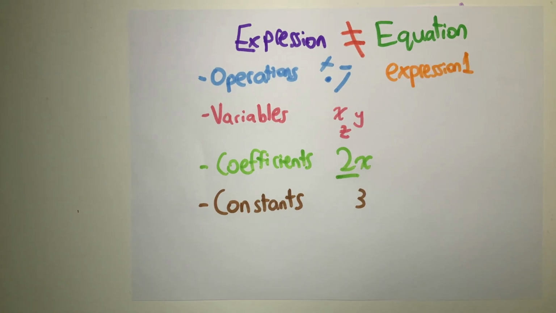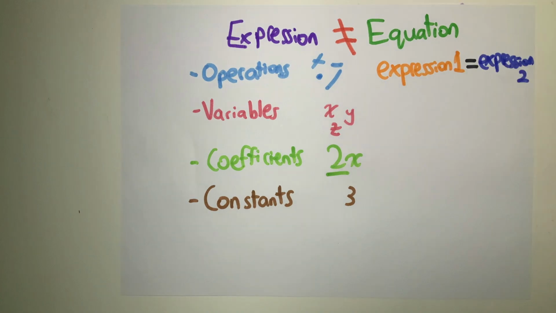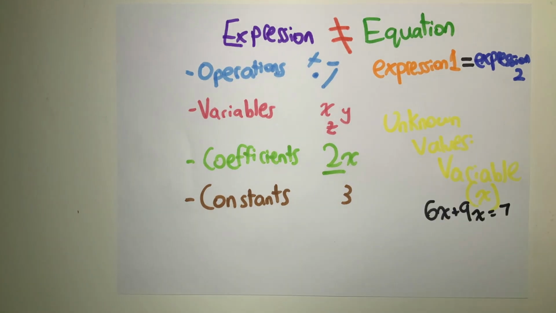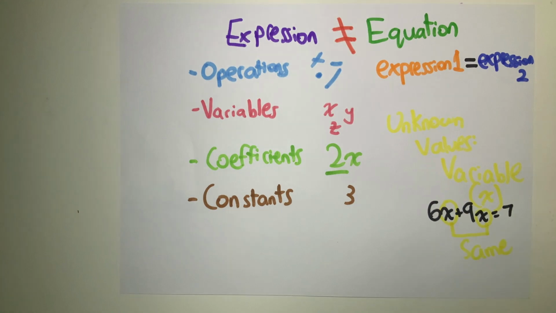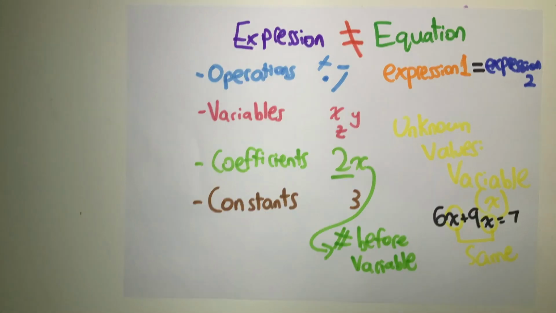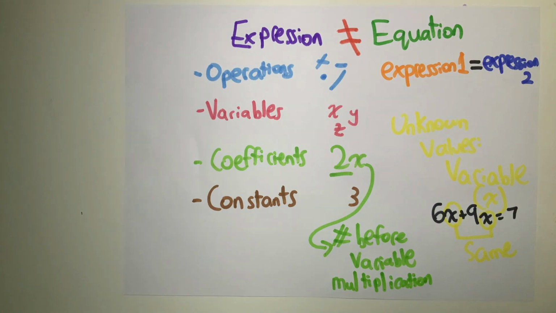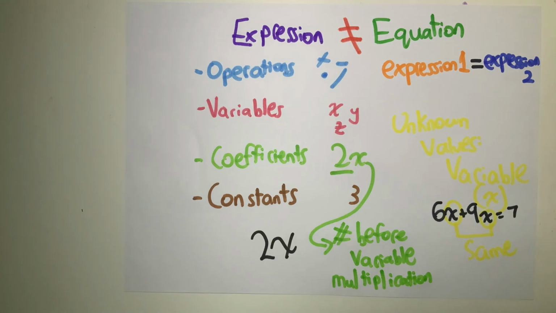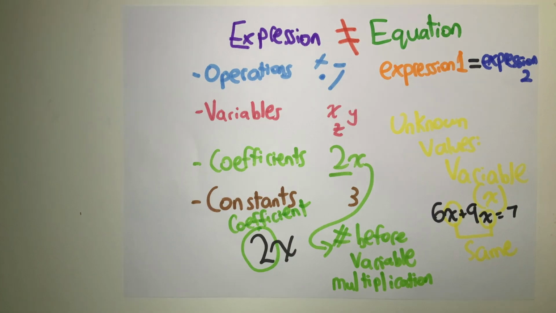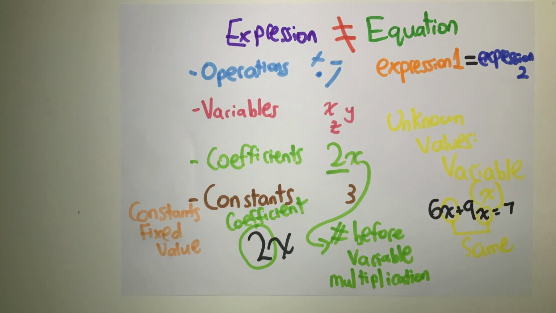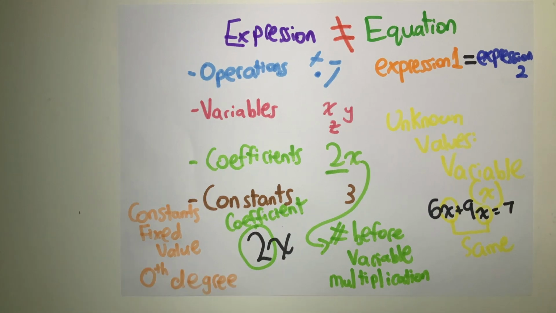The unknown values, represented by a letter or symbol, are known as variables. For instance, the most widely used variable is x. Note that in the same equation, the same variables represent the same values. Coefficients are the numbers placed before variables, which denote the quantity which is being multiplied to the variables. For instance, in the expression 2x, 2 is the coefficient, which denotes that 2 is being multiplied to x. Constants are numbers that are fixed in value. Constants are given a degree of 0 as there is no variable present.